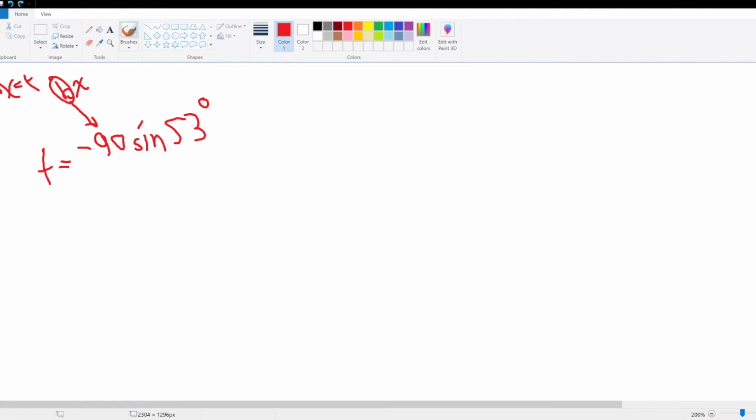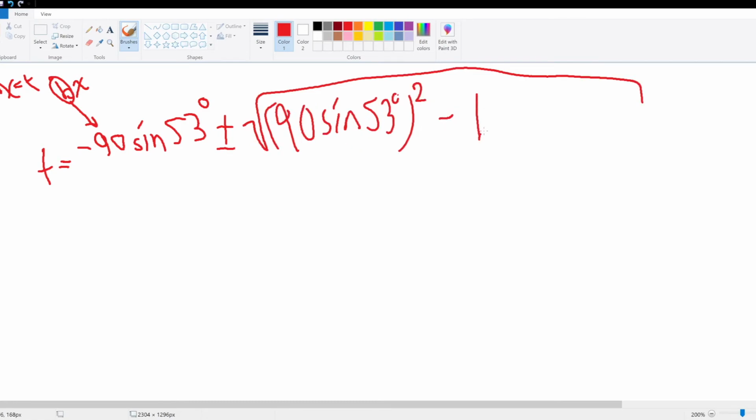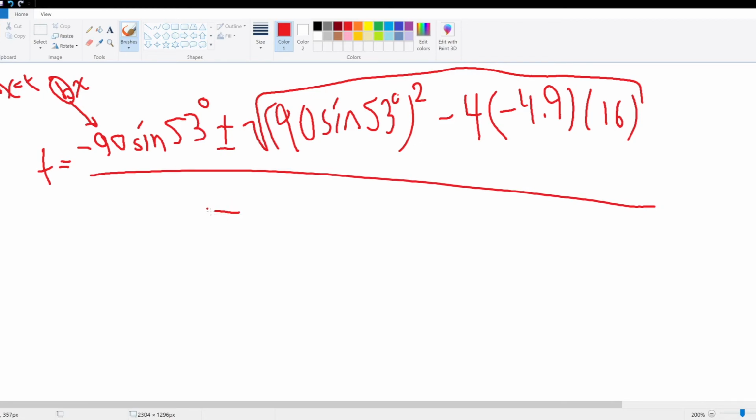So my plus or minus symbol kind of looks a bit off. Here, I'll just read it to you. So negative 90 sine of 53 plus or minus radical b squared, so 90 sine of 53 degrees squared, then minus 4 times a, which is negative 4.9, times c, which is 16. C is our constant term. Anyways, and then we divide all of that by 2a, which is negative 9.8. Now, okay, we have two answers for t.